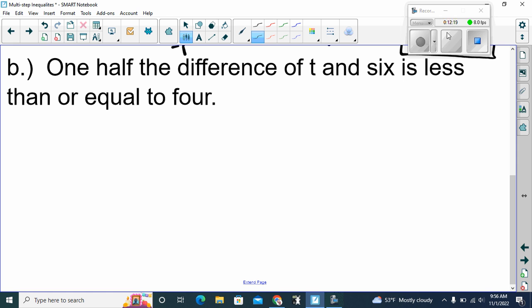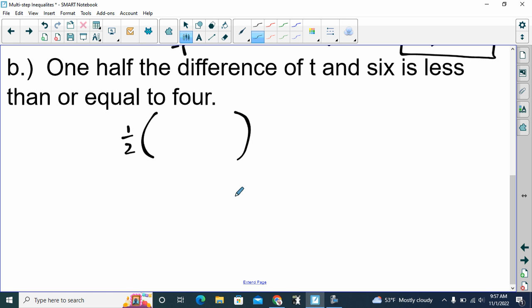Part B says 1/2 the difference of t and 6 is less than or equal to 4. So 1/2, I need to take half. The difference of t and 6. So again, like I did on the last one, I want to start with the difference of t and 6 and take 1/2 of that whole thing. Difference means subtract. The difference of t and 6, subtraction, the order matters here. It stays in the same order. The difference of t and 6 would be t minus 6, is less than or equal to 4.